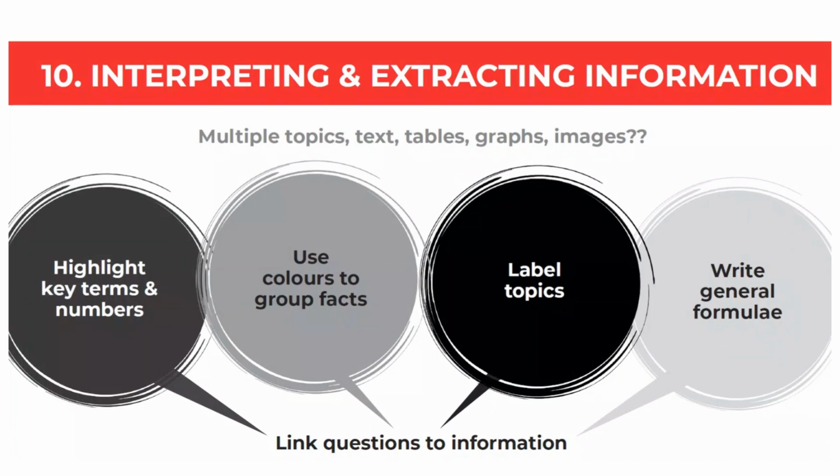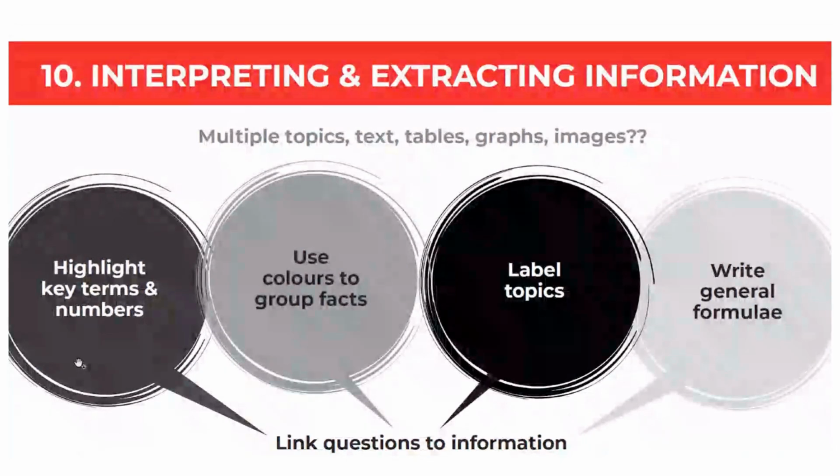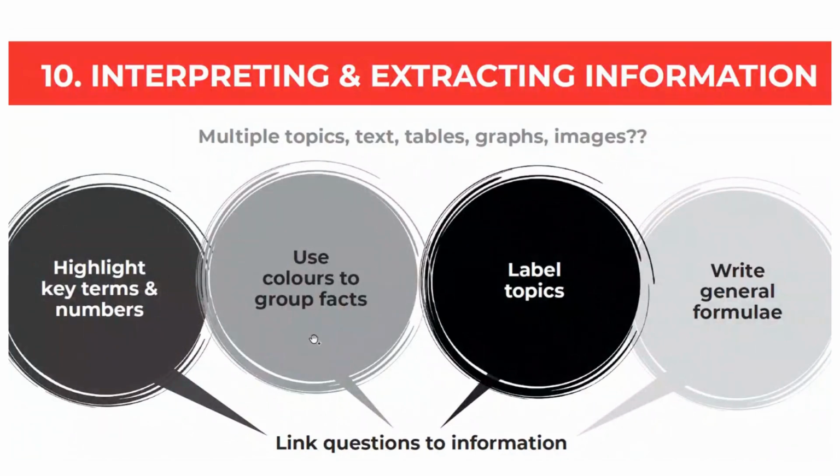So there are 4 things for them to focus on. First of all, highlight key terms and numbers when they're reading the information. Use colors to group different facts. Label the topics with what they're doing as they see it, and then write a general formula along the way if they can. Then they can use these 4 components to link the information given with the questions answered.